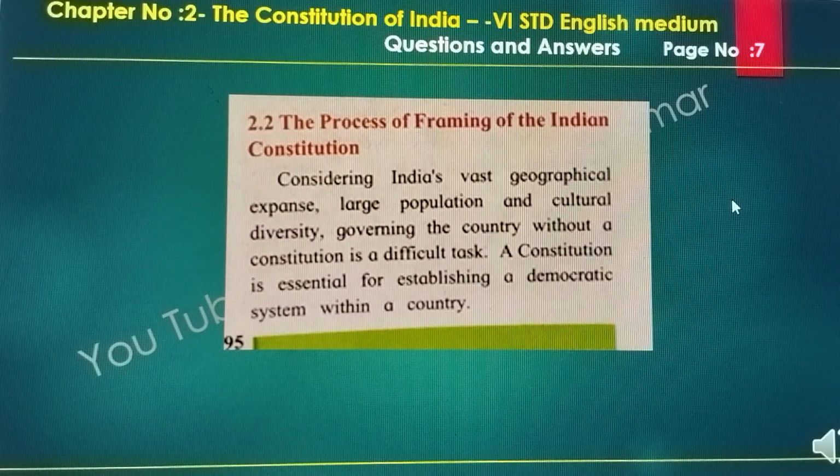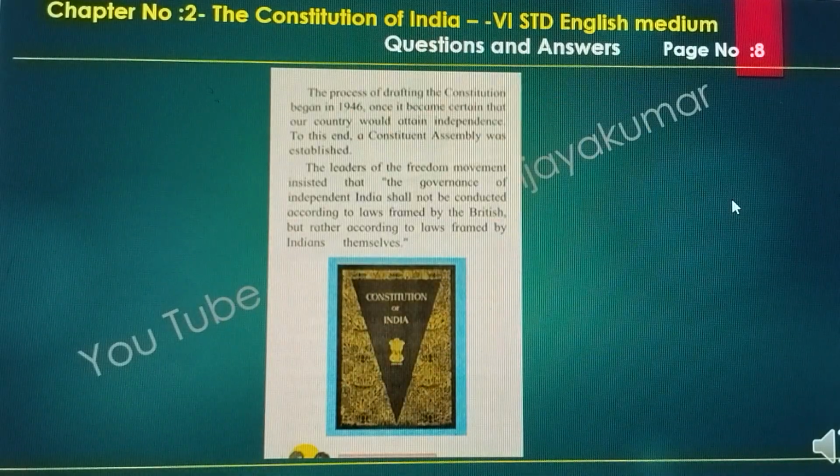2.2 The process of framing of India's Constitution. Considering India's vast geographical expanse, large population, and cultural diversity, governing the country without a constitution is a difficult task. A constitution is essential for establishing the democratic system within a country. The process of drafting a constitution.